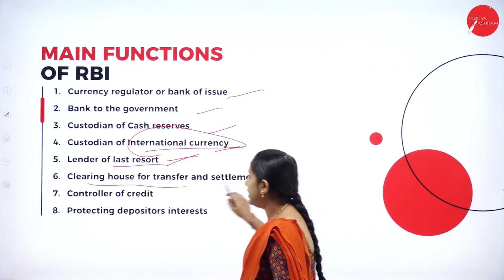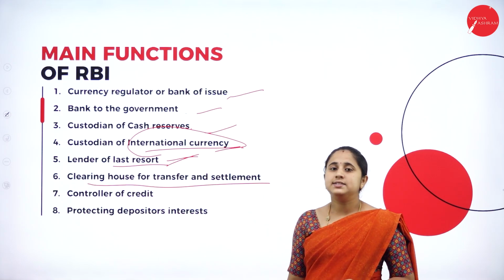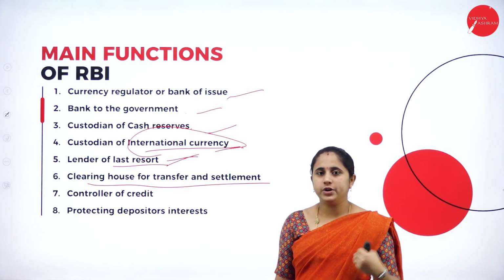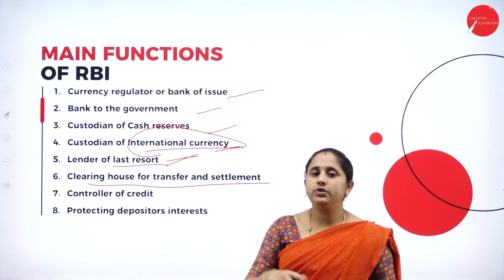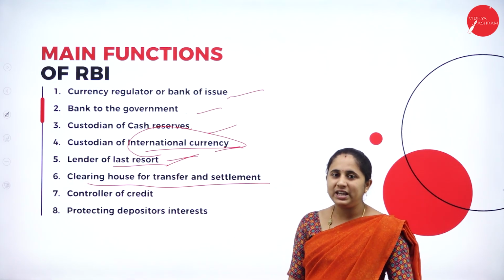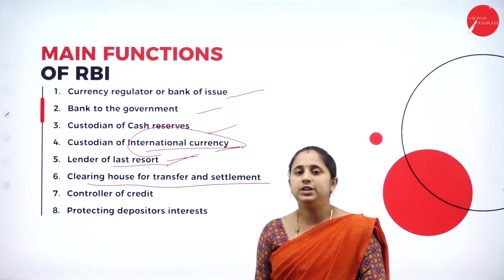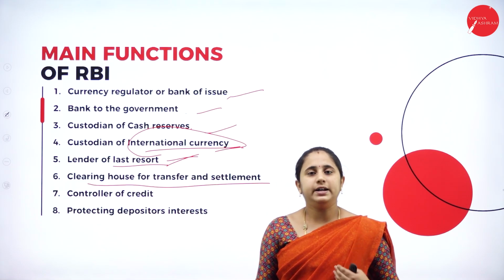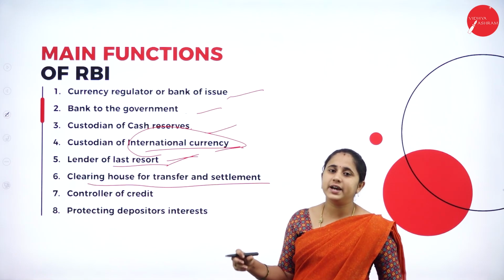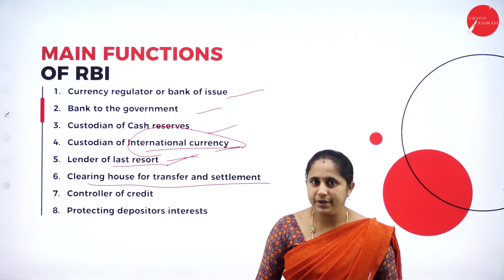Next point, clearing house for transfer and settlement. Banks accept letters of credit, bills of exchange and checks in order to clear. So they discount the bill and give money to the customer. If the customer requires money immediately, they visit the bank and surrender their bill of exchange to the bank, and they discount the bill and get money immediately. If the bank requires money immediately, this bank will go to the RBI.